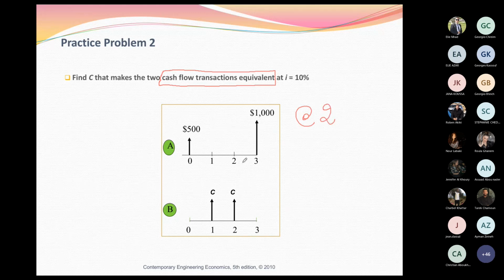As we work at 2, we need to find the equivalent of cash flow A at 2 and find the equivalent of cash flow B at 2. In order for A and B to be equivalent, the equivalent at 2 of both should be equal, right? So 500 compounded twice, 1000 discounted once, C compounded once, plus C that remains the same and it's already end of year 2. And we solve for C.